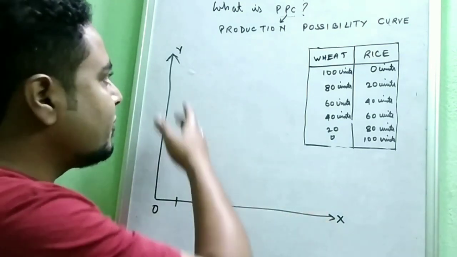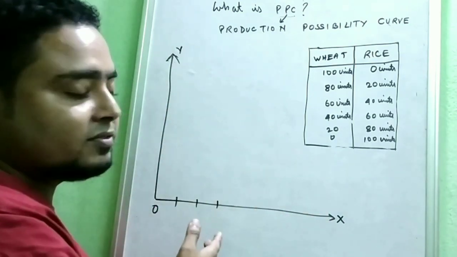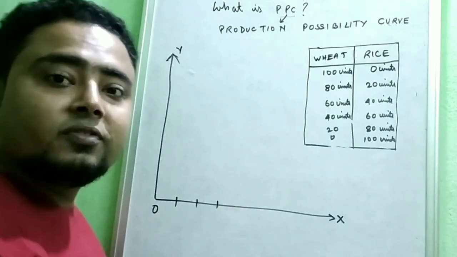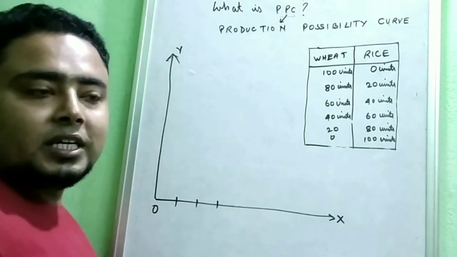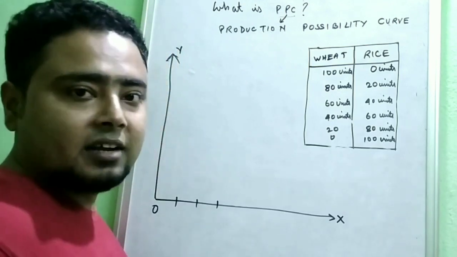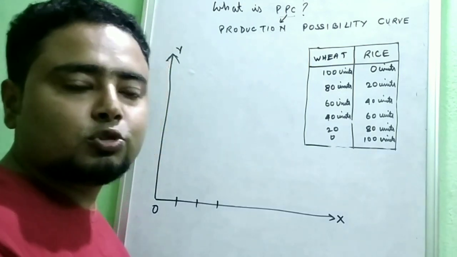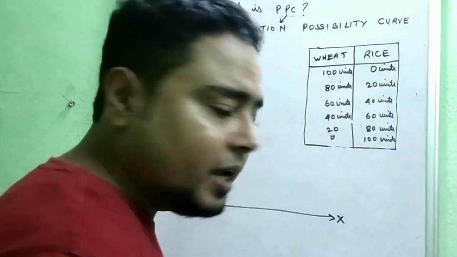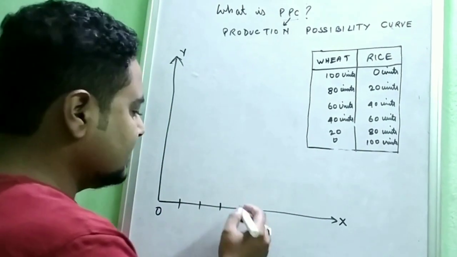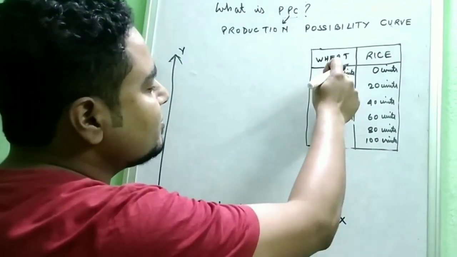Now we will plot this with a freehand diagram. You can either use a scale for drawing the horizontal and vertical axes, or you can do it freehand. In economics you don't have to make the diagram very beautiful. You just need to show and plot it properly. Okay, now let us do this. How many points do we have?